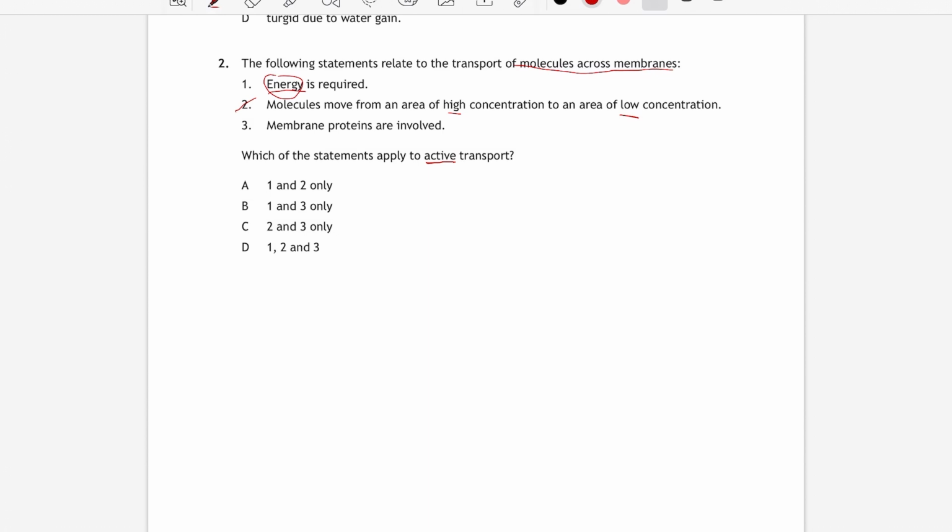Membrane proteins are involved. Now, that is true. Okay, so I've got those proteins involved in the membrane that are allowing passage through the membrane of substances. So I've got statements 1 and 3, and the only one here that has 1 and 3 is B. So the answer is B.